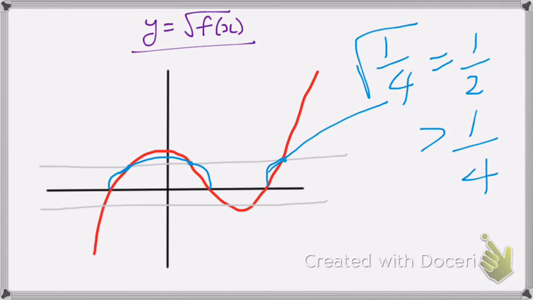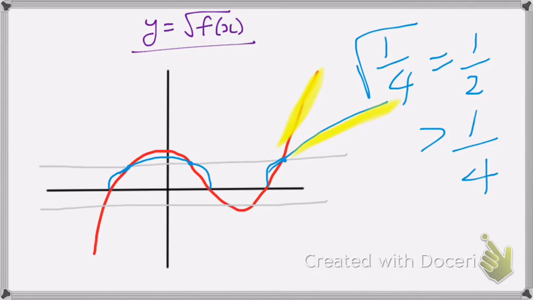And if this bit here looks roughly like a parabola, then this bit here should look roughly like a straight line. Square root of a parabola is a straight line. That's how you draw a square root of f(x).